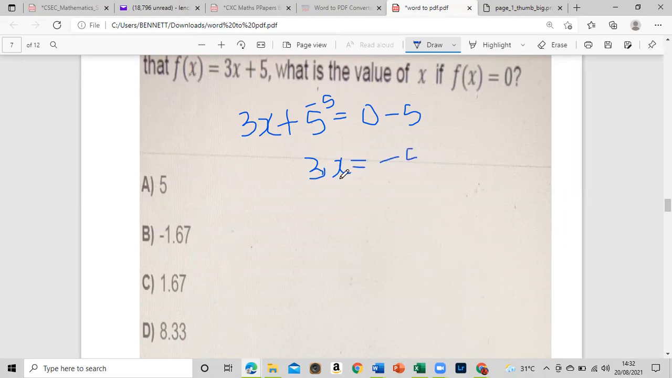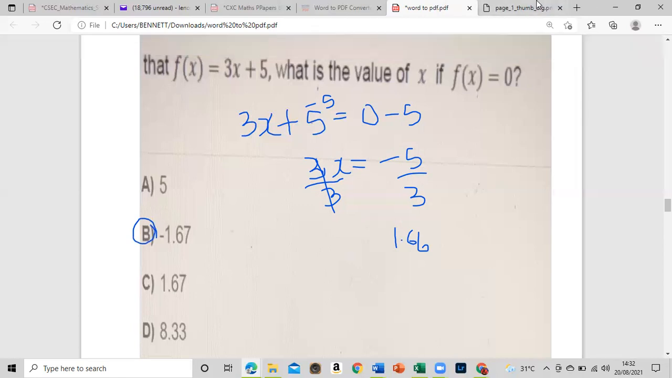And we know the rest. We divide by 3. That's negative 1 point, I'd give it 2/3, so it's 1.66666. But they took the liberty of rounding it off for us. So this one would be B. Very nice question, very easy. I think only the sign some people probably messed up.